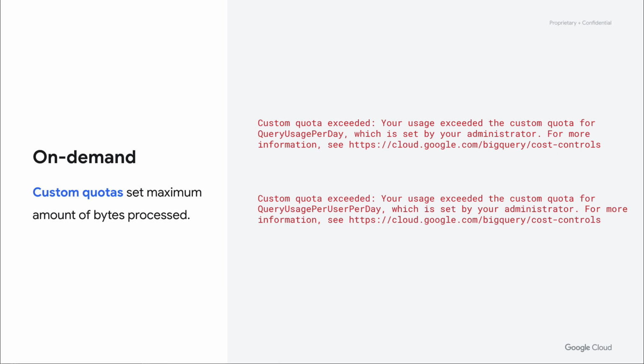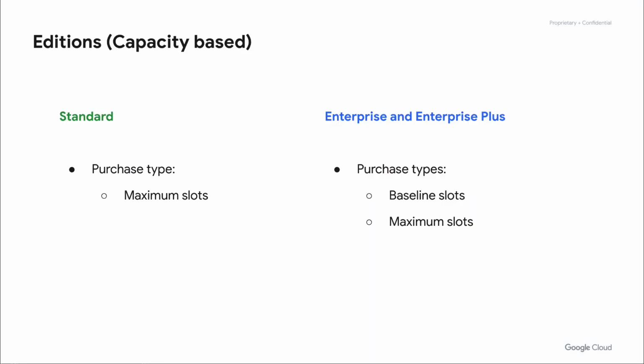In the on-demand mode, one method that you have to control your total spend is by setting custom quotas for the maximum amount of bytes processed. This means that you'll limit the number of bytes that a user or a project can actually consume during a day, and helps you to limit things like runaway queries where a user may have accidentally selected something where there's far more data than they are allowed to process or should be processing as a part of the query.